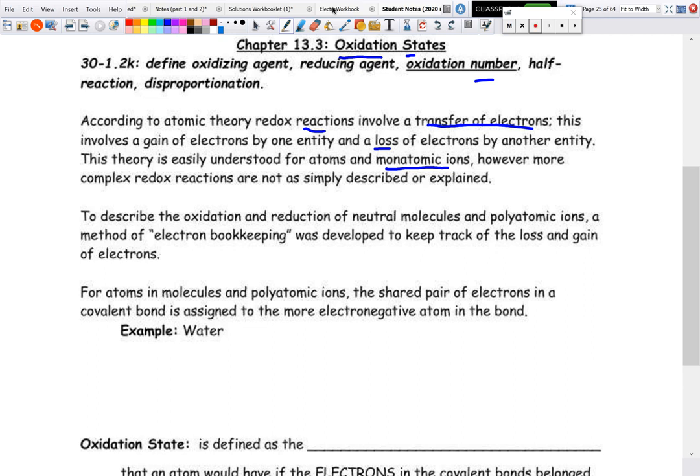So this is where oxidation states come into play, and it's just like a little electron bookkeeping. So we get to see where charges are coming and where they're going without actually having to balance full half reactions in order to do so.